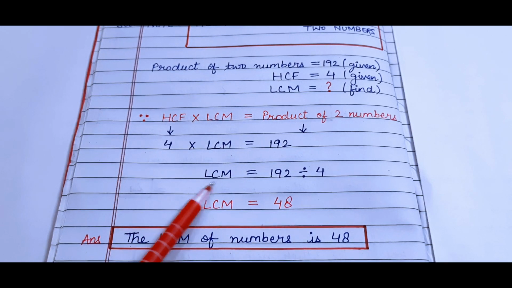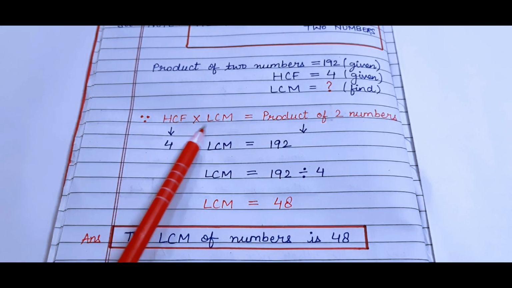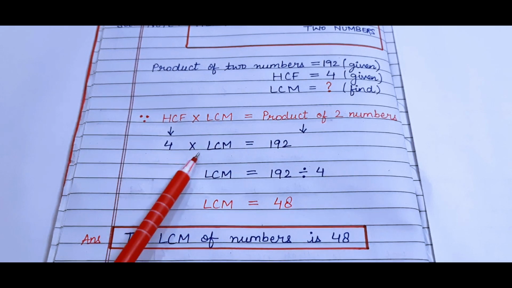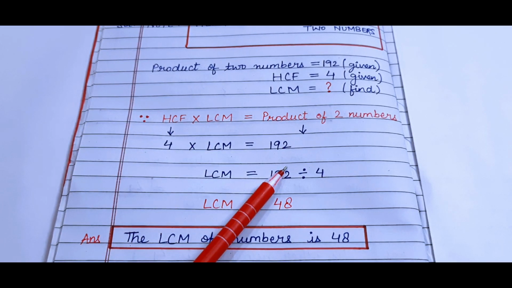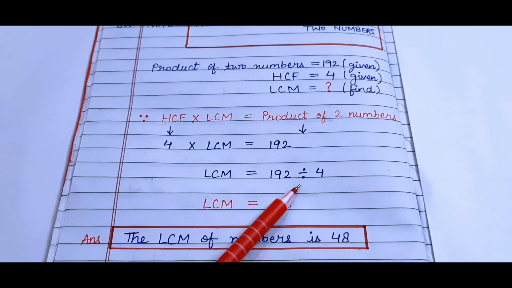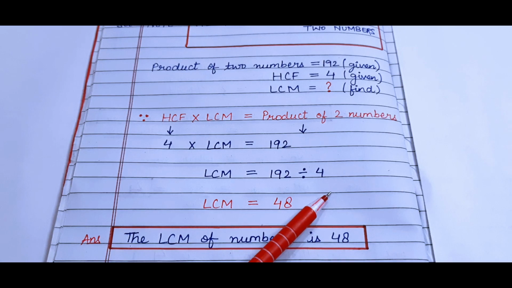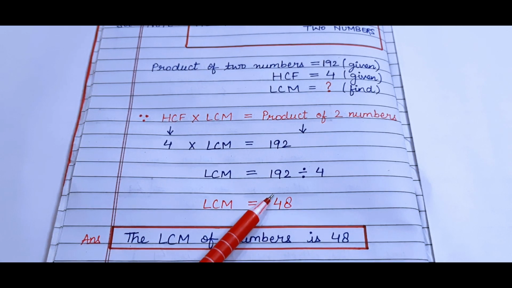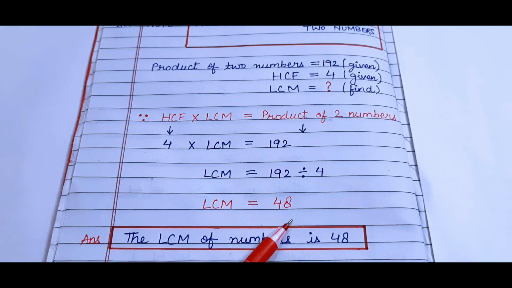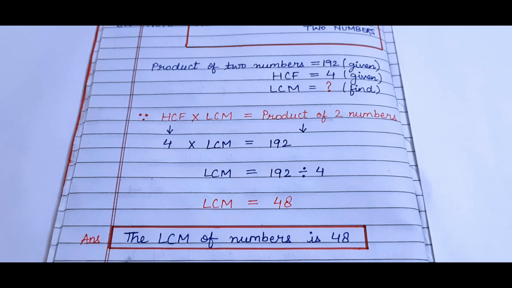Now LCM is equal to: this 4 will go to this side, and here it is in a multiplication relation, so when it goes to this side of the equal sign, it will convert into divide. So 192 divided by 4, and the answer is 48. So the LCM is equal to 48. Now the answer is: the LCM of the numbers is 48.